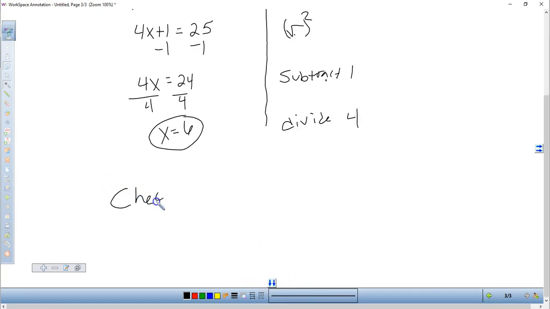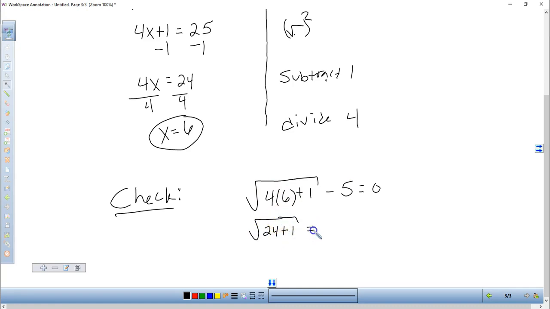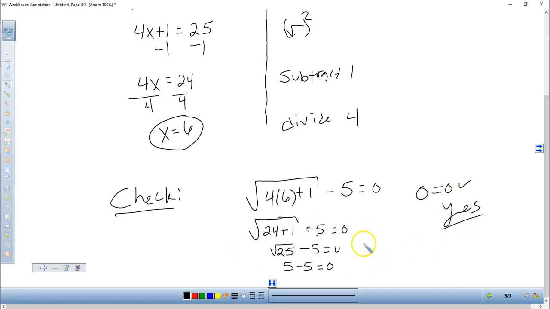Now just a quick check, just to make sure we're getting the right answer. I'm going to take 6, plug it in. Okay, so 4 times 6, that's 24 plus 1. 24 plus 1, that's 25. Square root of 25 is 5. And 5 minus 5 is 0. Okay, so that worked out perfect.